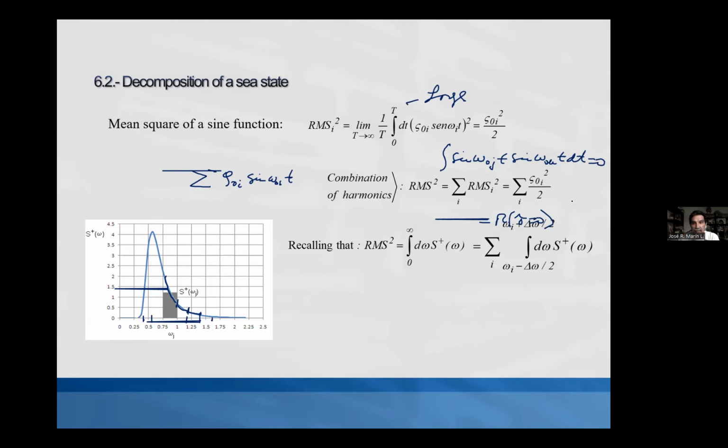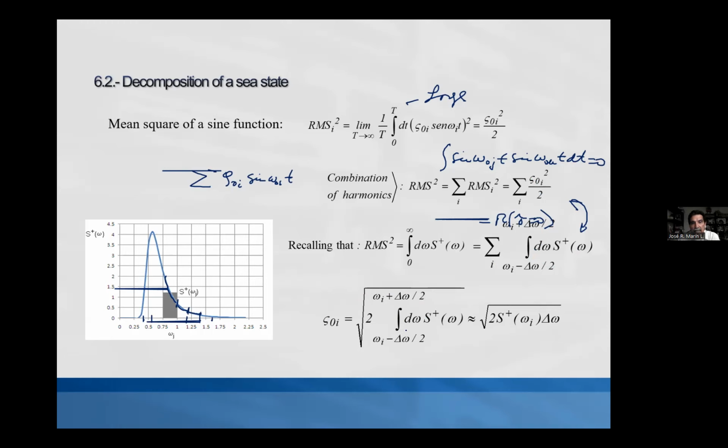And now we can see that these two summations. So we can say that this area corresponds to the amplitude of this frequency, because we have a very small interval, squared divided by 2. So we can deduce the amplitude, and that's going to be equal to twice this area, and then we have the square root of that.